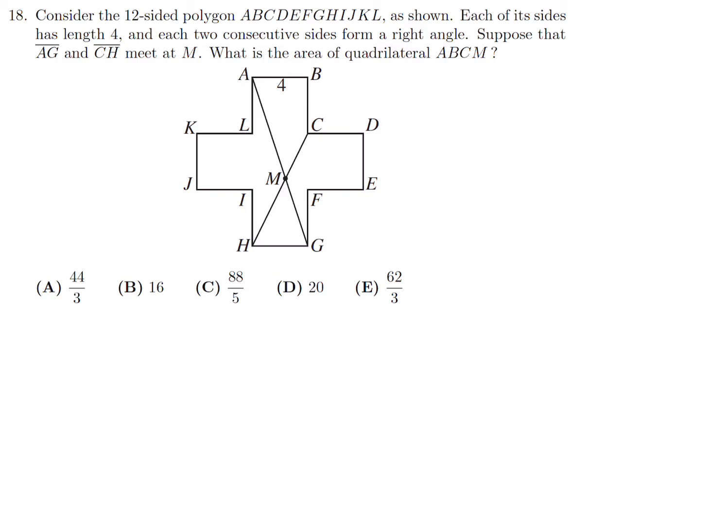Consider the 12-sided polygon A through L as shown. Each of its sides has length 4, and each two consecutive sides form a right angle. Suppose that AG and CH meet at M. What is the area of quadrilateral ABCM? So they want you to figure out the area of ABCM, this shape right there.